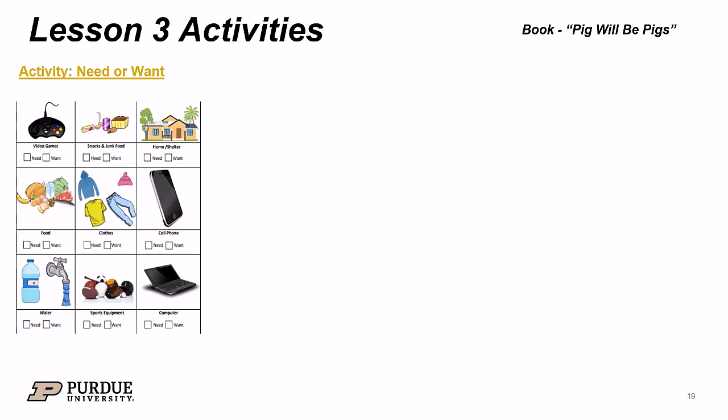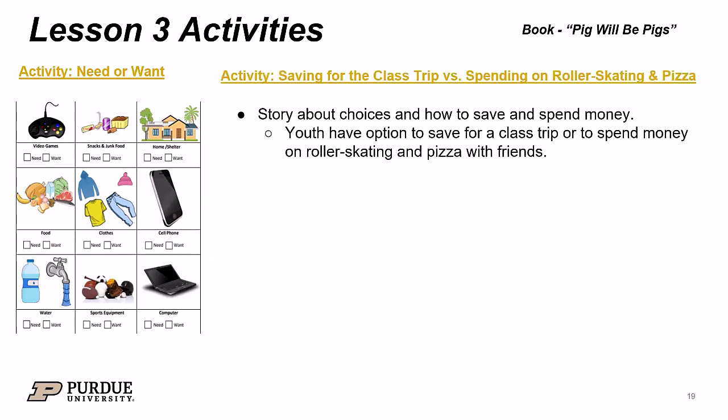So need or want. Then we have another activity, which is saving for a class trip versus spending on roller skating and pizza. And as it says here, it's a story about choices and how to save and spend money, because when we talk about these stories, they're not more than a couple paragraphs long. The youth had the option to save for a class trip or spend money to go out to eat and roller skating with friends. And it's really interesting to see how the kids respond to this, because they get very creative in how they could do both. So once again, we make sure that we're not judgmental. We praise them for their creativity. We try to direct them on why it is so important to be able to save.